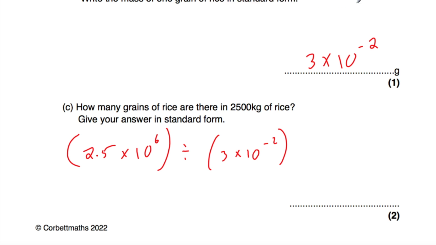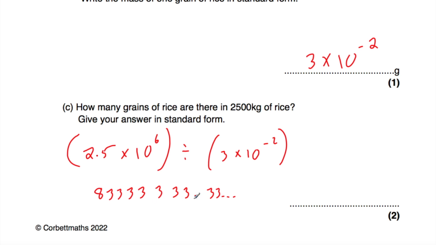And what we're going to do is we're going to type this into our calculator and work it out. So if we take our, and I'm just going to use brackets here, 2.5, standard form button, to the power of 6, and then go across and close brackets, and then divide by, open up brackets, 3, the standard form button, to the power of negative 2, and then close brackets and press equals, we get an answer of 83,333,333.333 and so on.